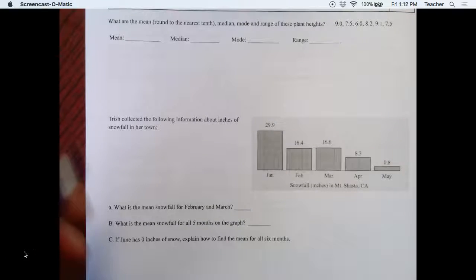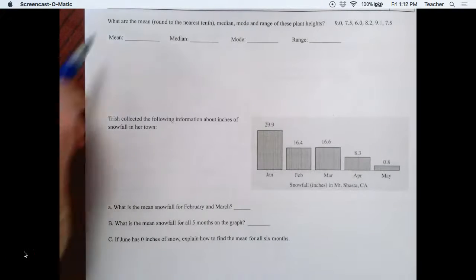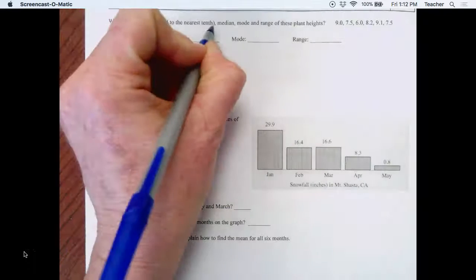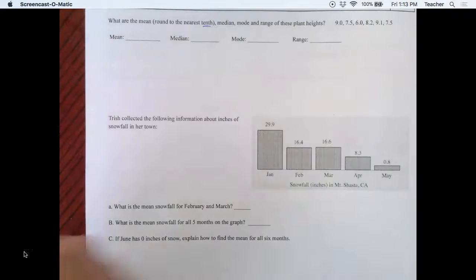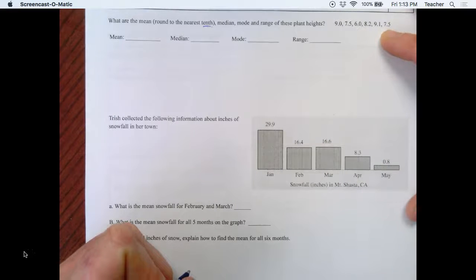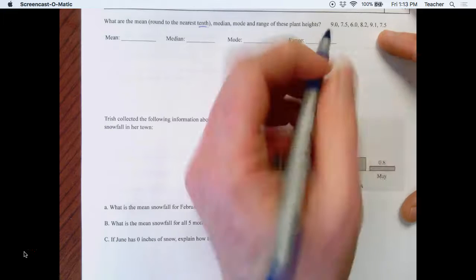Okay, 8.01. Calculating mean, median, mode, and range given a set of data. All right. So what's the mean, round to the nearest tenth, the median, the mode, and the range of these plant heights? First thing that we need to do is put them in numerical order. And oftentimes it's easy to create a stem and leaf plot.